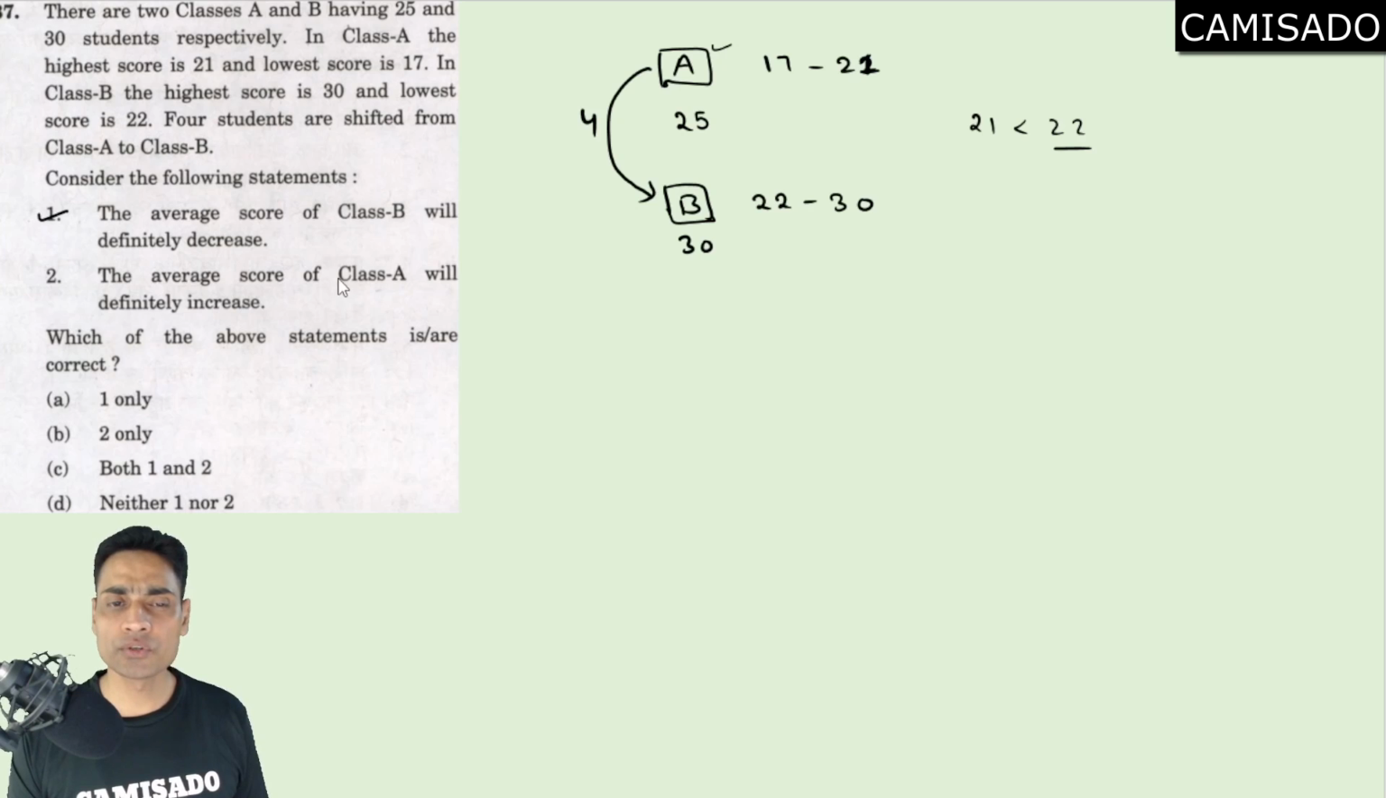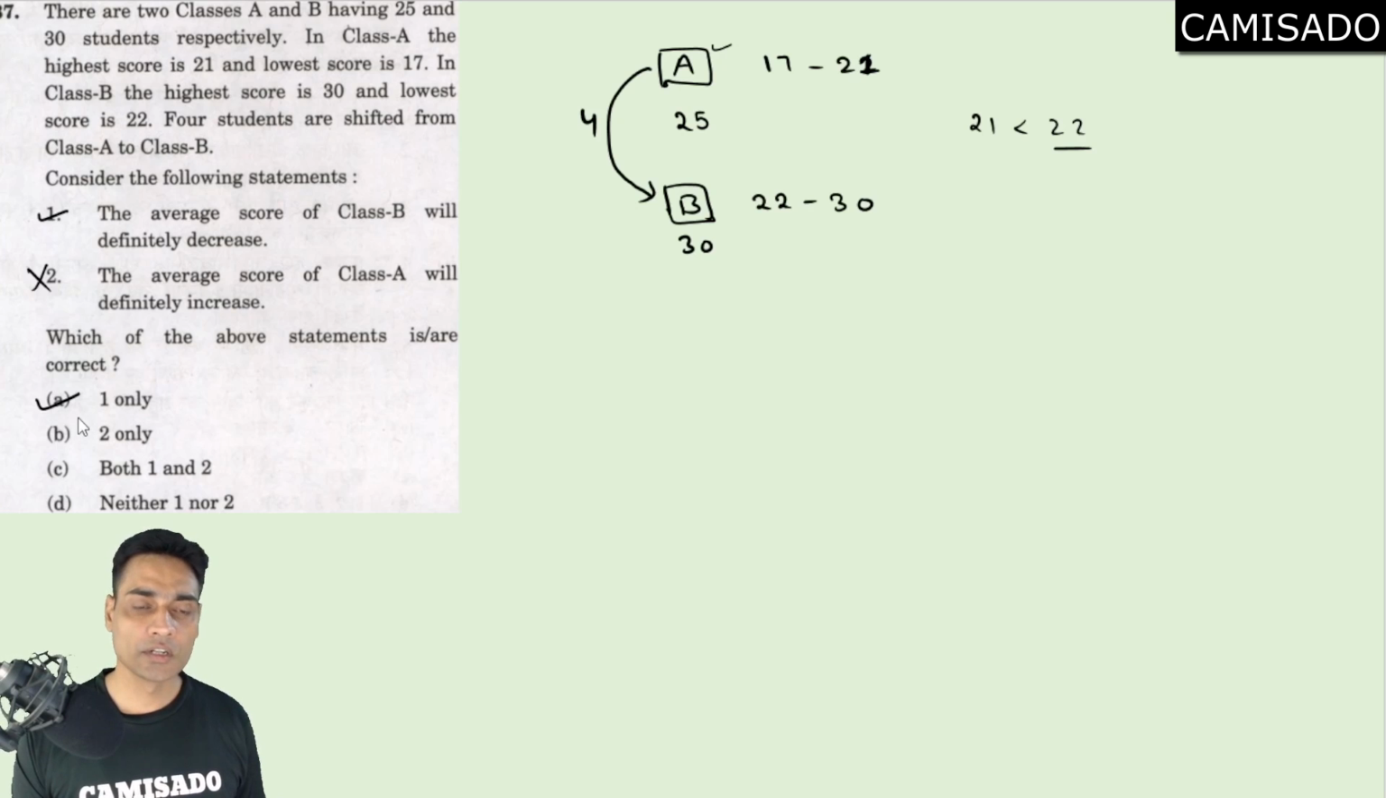The average score of class A will definitely increase? No way. We can't say this. So this is not possible. Definitely B will have a decrease in the average score. So what we can say is 1 is the correct option. Question 37 has 1 as the correct option.